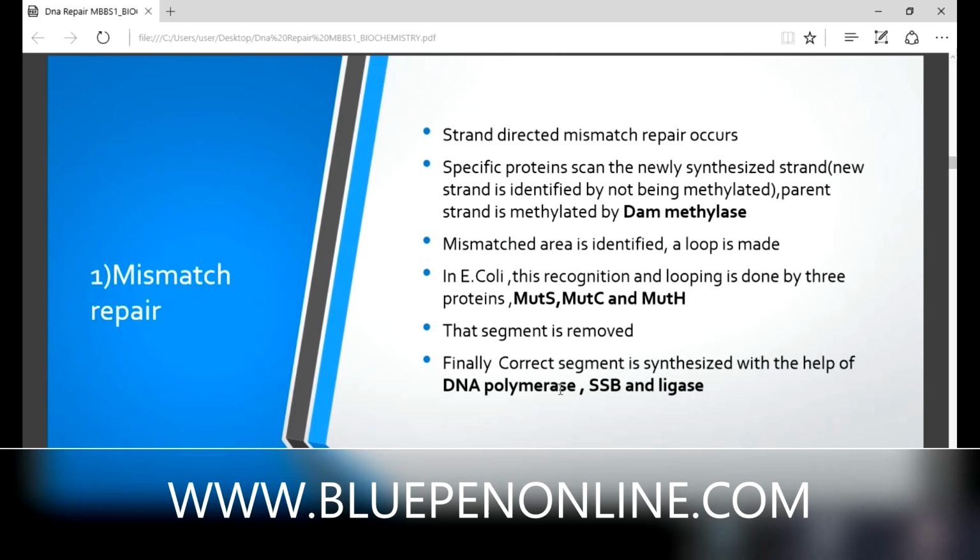How can this protein identify the newly synthesized strand? There are 2 strands, the newly synthesized strand and the parent strand. So this protein scans the newly synthesized strand. Why? Because the new strand is identified by not being methylated.